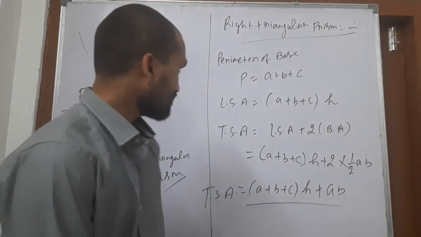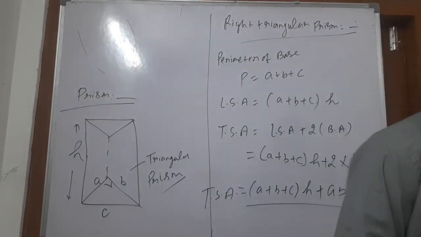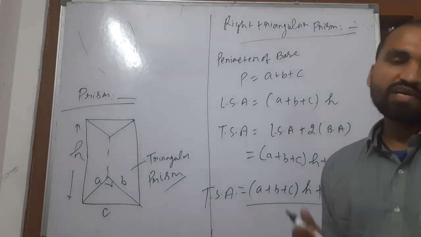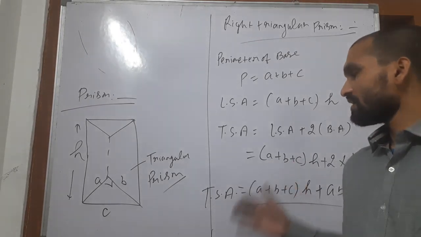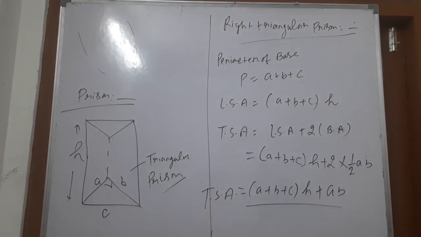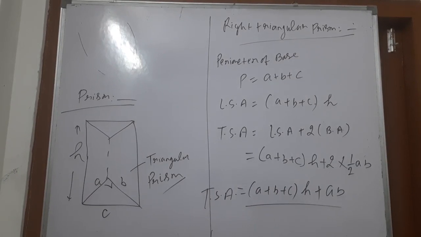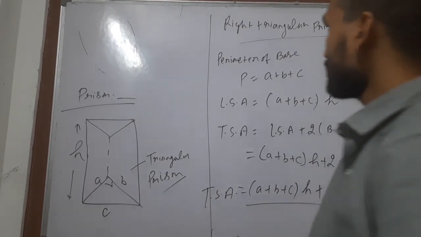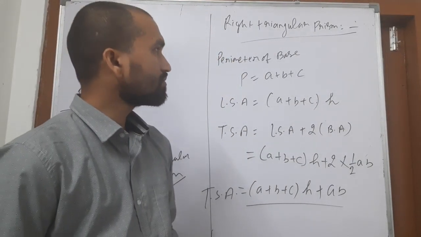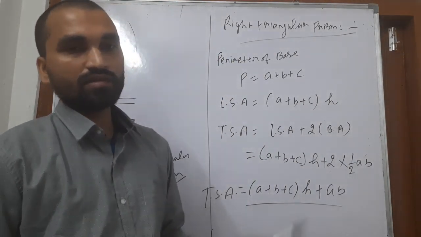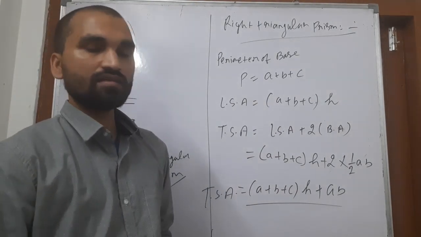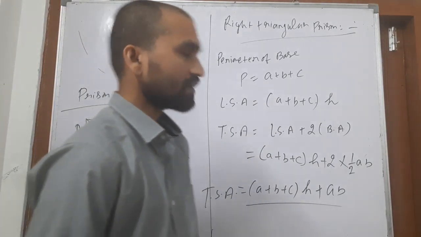Okay, students. So we have discussed the topic prism. We have discussed perimeter of base, TSA, LSA. Okay. Thank you very much. Now we will discuss some questions related to these topics in this lecture. We will discuss some numericals in the next lecture. Okay. Thank you very much.